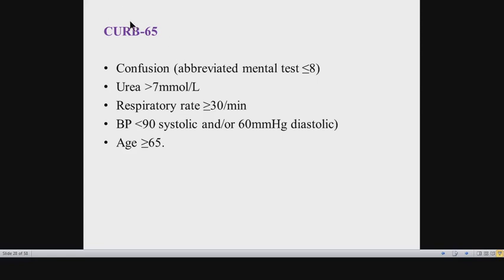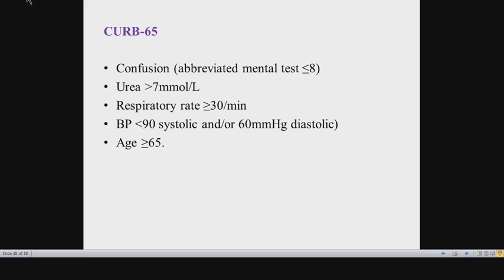Then let's talk about the prognosis of pneumonia. There is an important scoring system which can help us to evaluate the prognosis of pneumonia, and it can help us to evaluate the severity of the condition. According to this scoring system, we can even decide the treatment of pneumonia. We can decide whether the patient will require outpatient or inpatient treatment, and whether the patient will require oral or parenteral therapy.